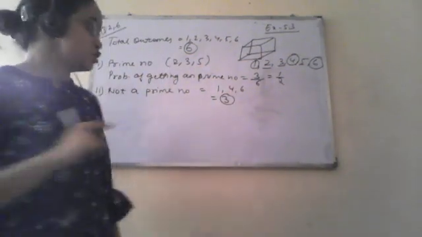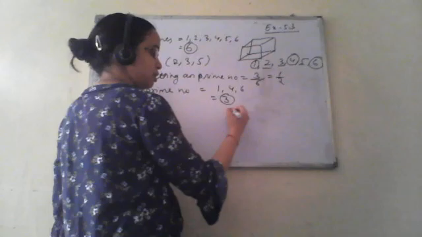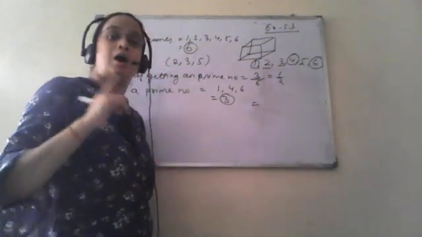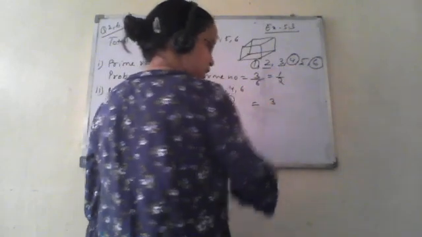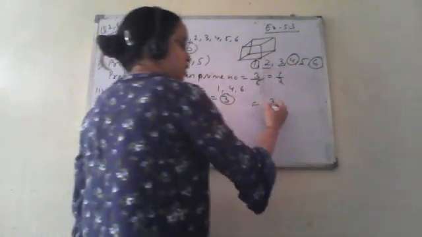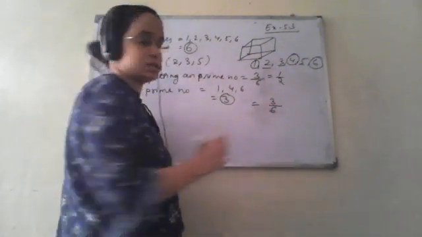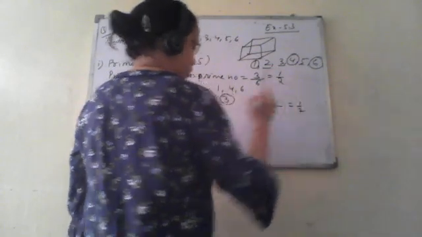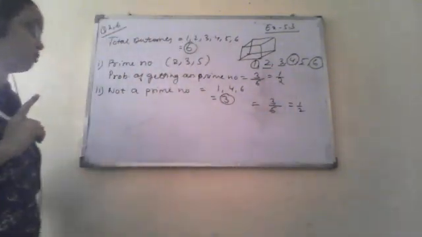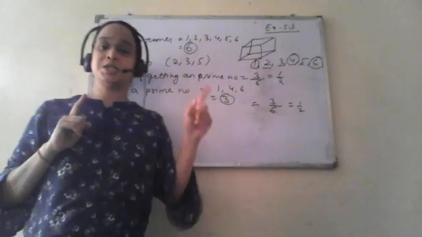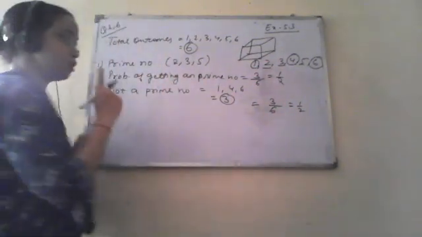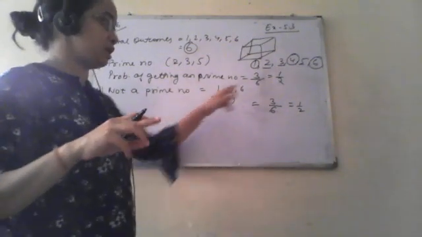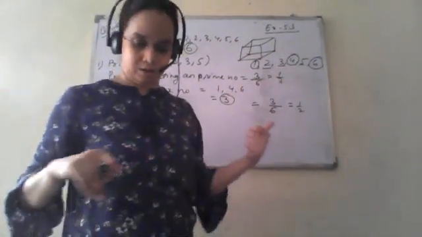Clear? So the probability of not getting a prime number will be the outcomes related to not getting a prime number, that is 3, upon the total number of outcomes, that is 6. It will be 1 by 2. Or, as I have explained earlier, the probability of getting a prime number plus the probability of not getting a prime number will always be 1. So for the probability of not getting a prime number, we subtract this probability from 1. Clear?